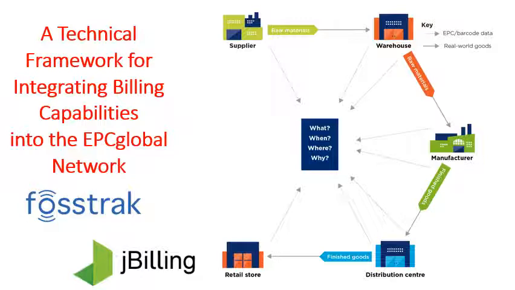The EPCglobal network is a standard of electronic coding technologies. So electronic coding technologies will flow from the suppliers, who have the raw materials, and next is a warehouse. From the warehouse, based on the EPC barcode, the real world goods will travel through the suppliers, warehouse, manufacturers, distribution center, and retail store. It is similar to the ration shop where we are used to purchasing our home goods.